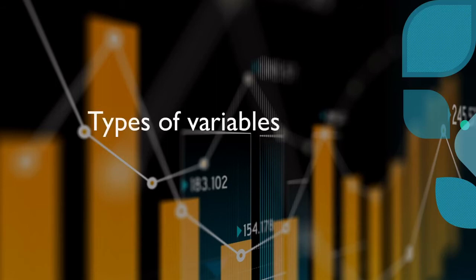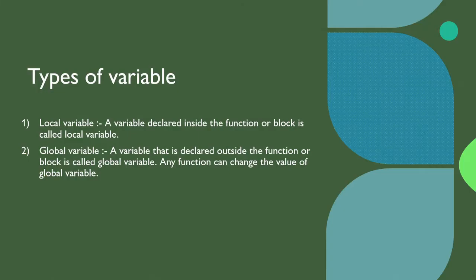Now let's see the types of variables. There are mainly four types, but we will discuss here only two: local variable and global variable. Local variables are declared inside a function or a block, so they can be used inside the function only. So their scope is only inside the function. We will see the practical implementation of this. And the global variable is declared outside the function or block. It can be accessed from anywhere. Any function can change the value of a global variable.